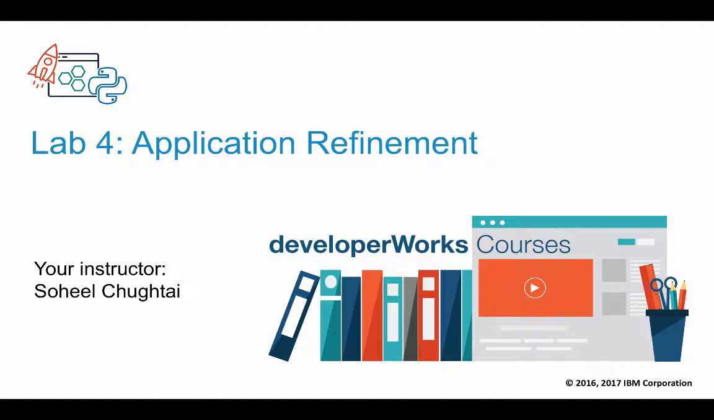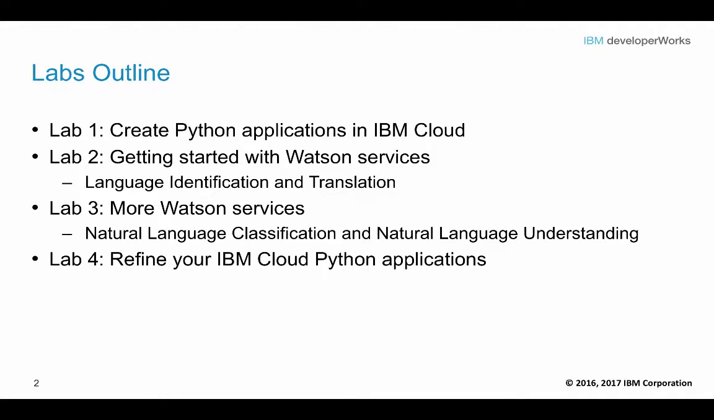This is Lab 4 of the series that looks at consuming Watson services in your Python applications to run on the Bluemix platform. So far we've looked at the basic mechanics of creating Python applications and preparing them to run on the Bluemix platform. We've then looked at the Watson services, particularly the language services, and we've incorporated them into the application.